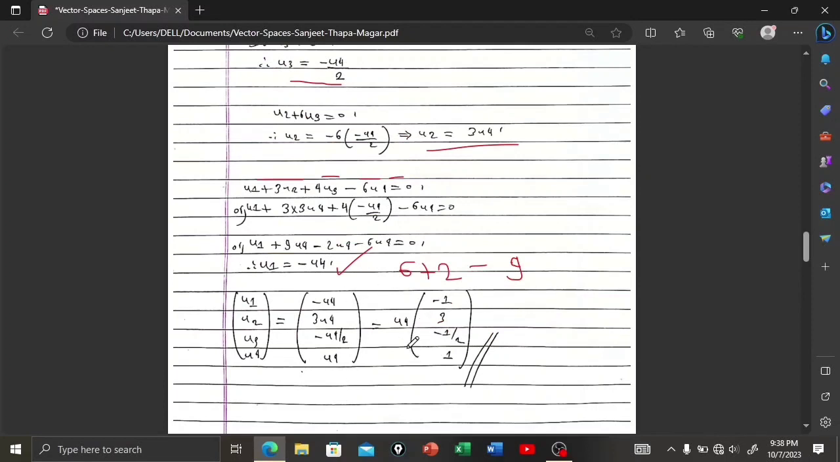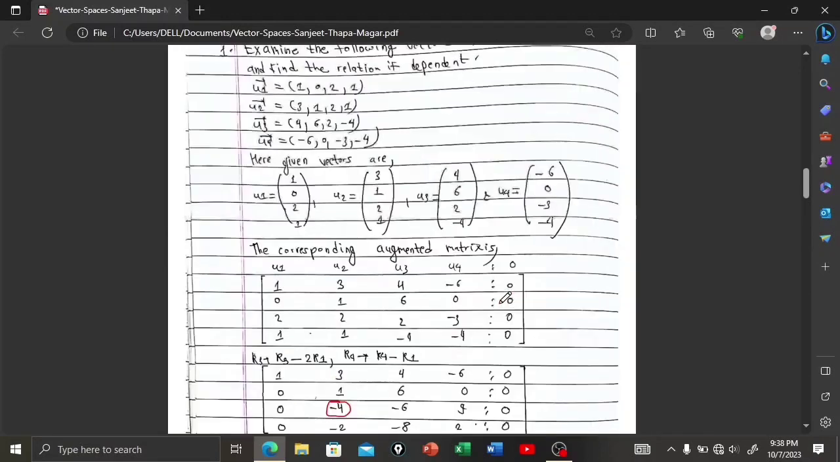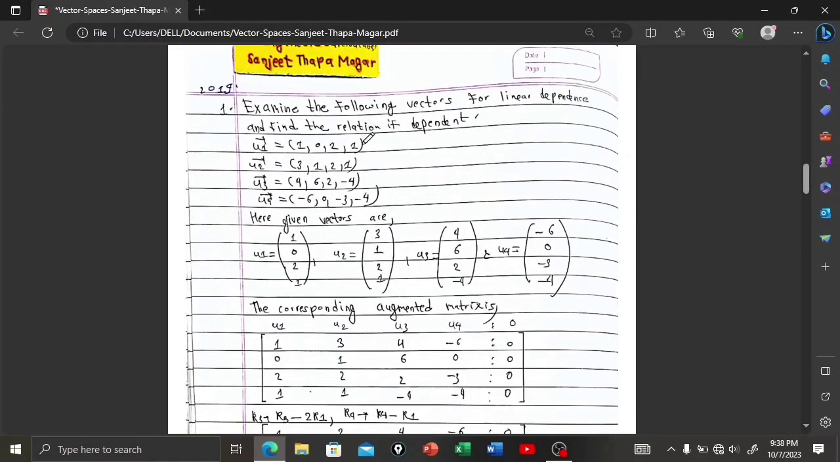So taking u4 common, the remaining is minus 1, 3, minus 1 by 2 and 1. This is the relation between the following vectors.